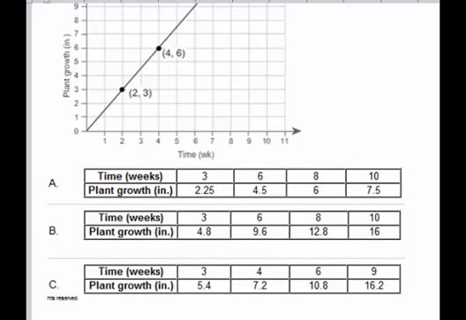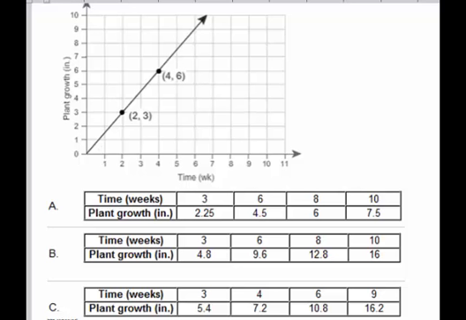So we look at A, and we take 2.25 and divide it by 3. That gives us 0.75. We look at B, we take 4.8 and divide that by 3. That gives us 1.6. If we look at C and take 5.4 and divide that by 3, that gives us 1.8. So we went through and found each of those, and we want to know which one is less than 1.5, and the only one that's less than 1.5 is A, so only A could possibly be the table that represents relationship B.